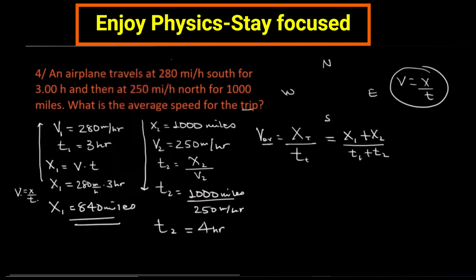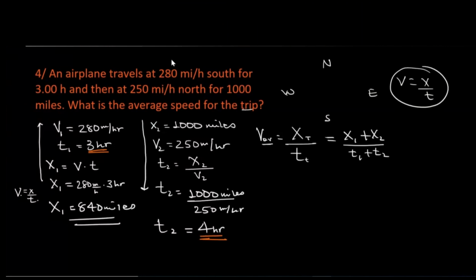Now I'm very close to finishing my average speed. I have the time for the first trip, 3 hours, the time for the second one, and the distance for the first one and the second one, of course. So V average is equal to x1 plus x2. Here x1, as I said, is 840, which is calculated from that, plus x2, which is 1,000 miles, over the time taken: the first one is 3 hours, plus the second one is 4 hours.